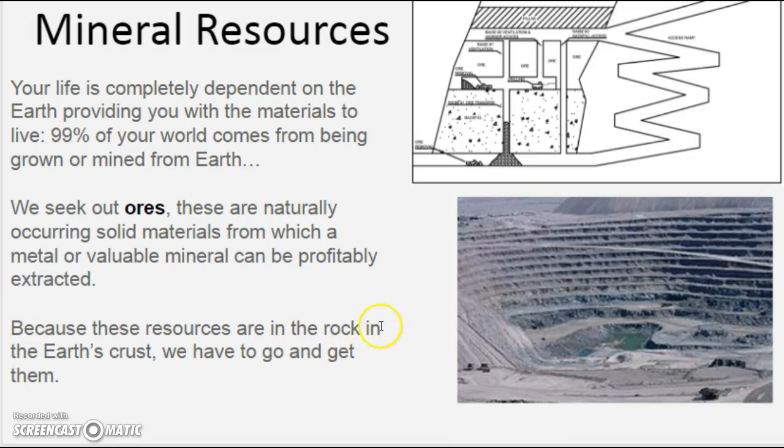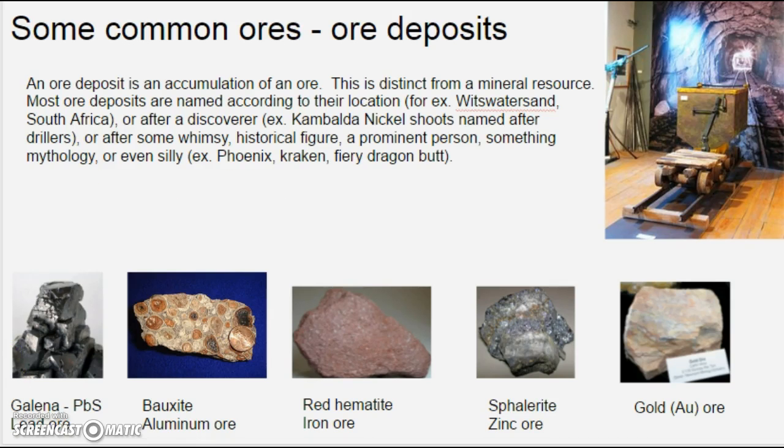Because these resources are in rock, in the earth's crust, we have to go and get them. So here we'll see one type of mine, and here we'll see a shaft type of mine. So some common ores, they're found in ore deposits. An ore deposit is an accumulation of an ore. This is distinct from a mineral resource.